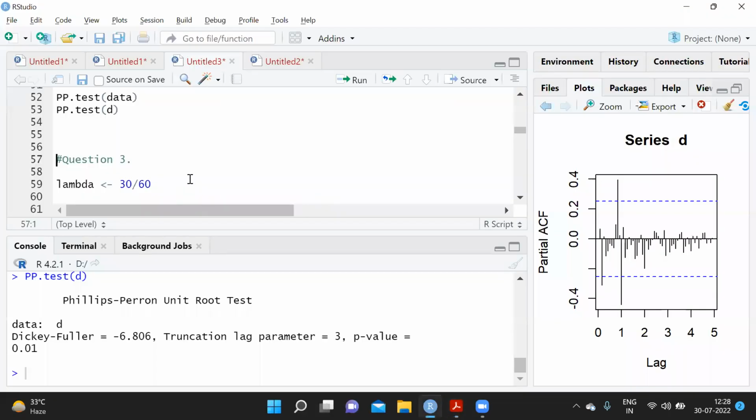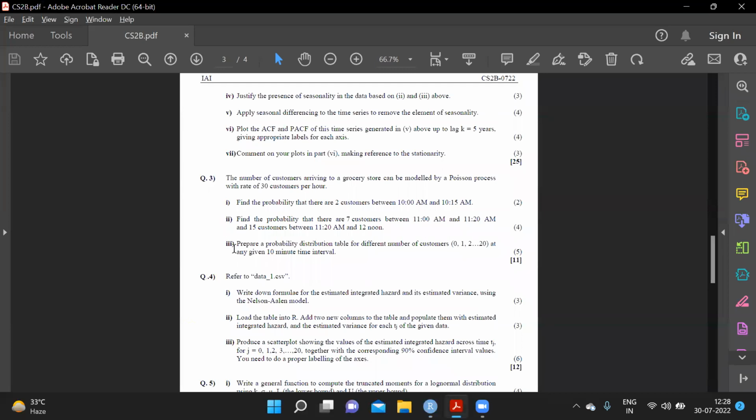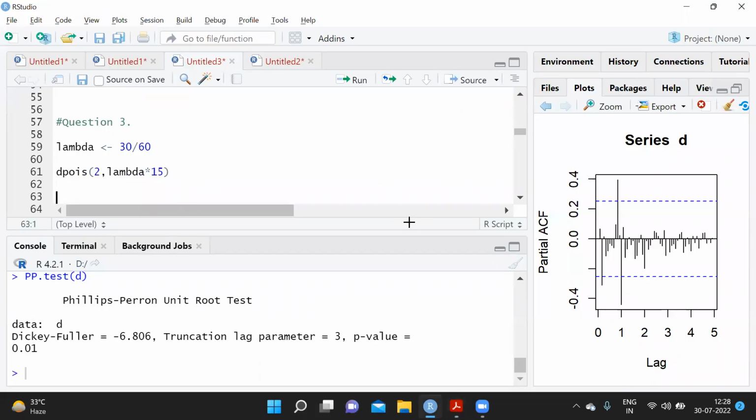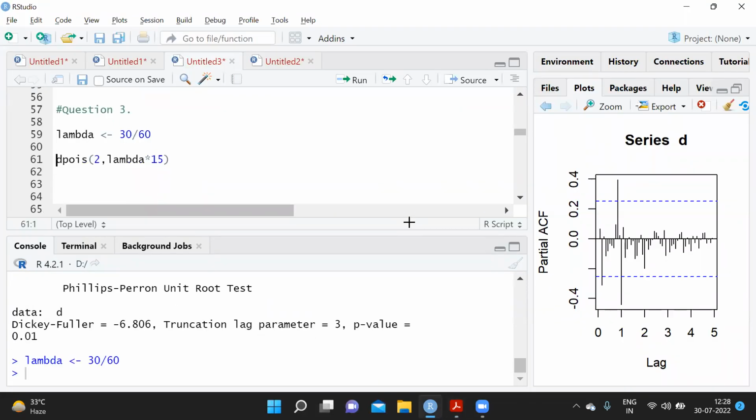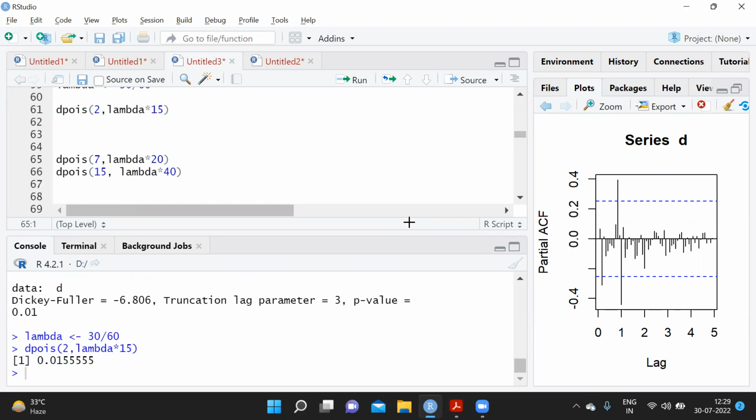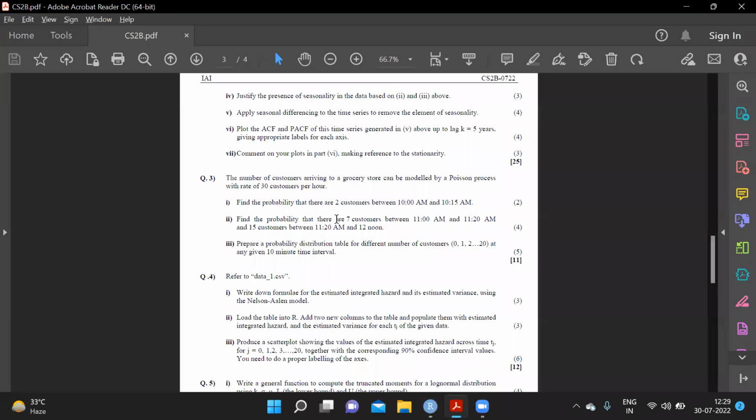Next, question 3. The number of customers arriving to a grocery store can be modeled by a Poisson process with a rate of 30 customers per hour. Find the probability that there are 2 customers between 10 a.m. and 10:15 a.m. So lambda is 30 by 60. Then we have dpois of 2 comma lambda into 15. Why lambda into 15? Because first we found out the lambda per minute, and then lambda into 15 will be the parameter lambda t, and dpois of 2 because 2 customers.